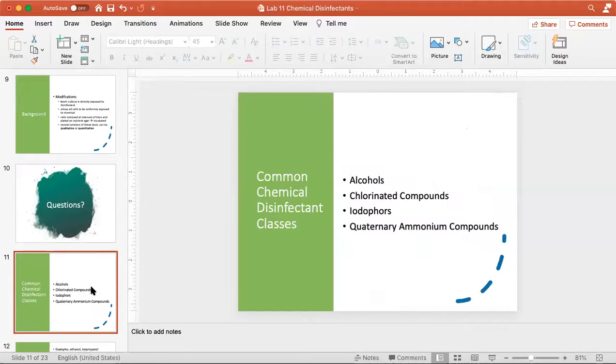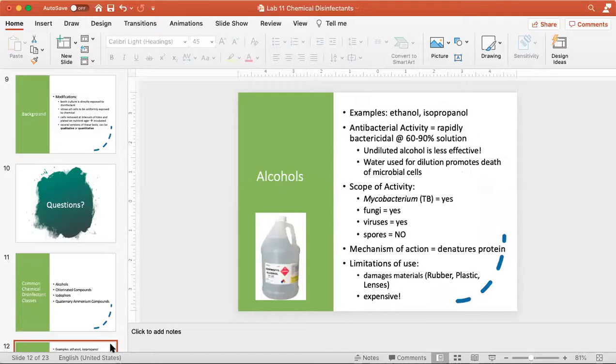All right, I'm going to jump back in. Let's start talking about these different families. Remember, I said there are 4 primary groups of disinfectant chemicals. The alcohols is number 1. The chlorinated compounds is number 2. Number 3 are a group called the iodophores. And number 4 is a group called the quaternary ammonium compounds. So these are big groups of chemicals. Let's start with the alcohols.